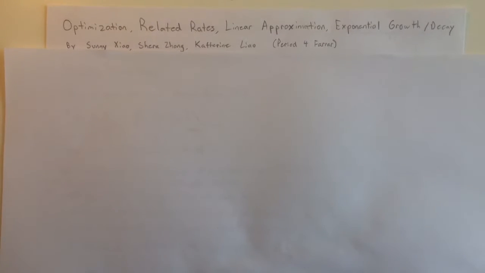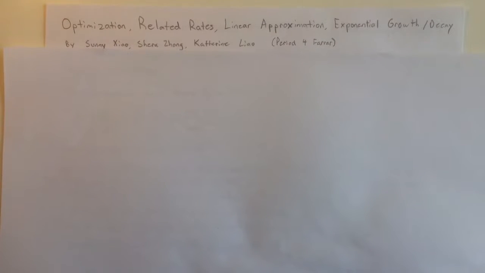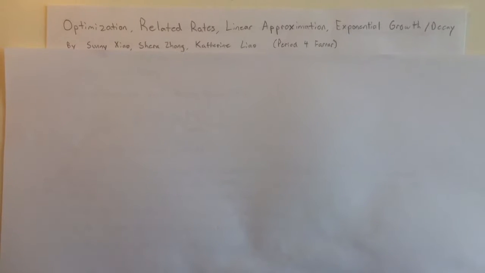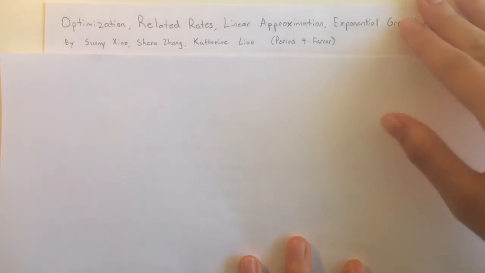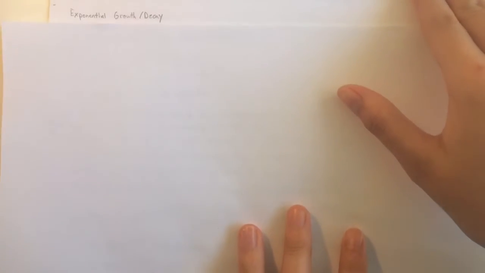Hey guys, today we're going to be covering optimization, related rates, linear approximation, and exponential growth and decay. And these are 4 of the AB topics we learned last semester. So we're going to start off with exponential growth and decay.